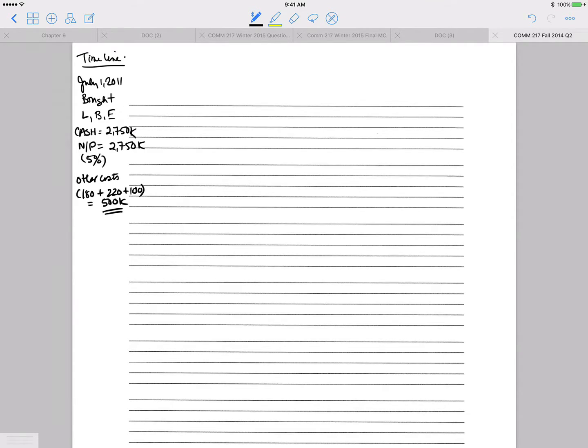We bought some land, building, and equipment for $5.5 million, paid half in cash, half in a note payable, and we spent another $500,000 in cash for other costs in order to prepare the assets for use. So then let's continue. We have our first year end, which is June 30th, 2012, and then we have another year end, June 30th, 2013, and then we have another year end, June 30th, 2014, and then the very last point on this timeline is January 1, 2015.